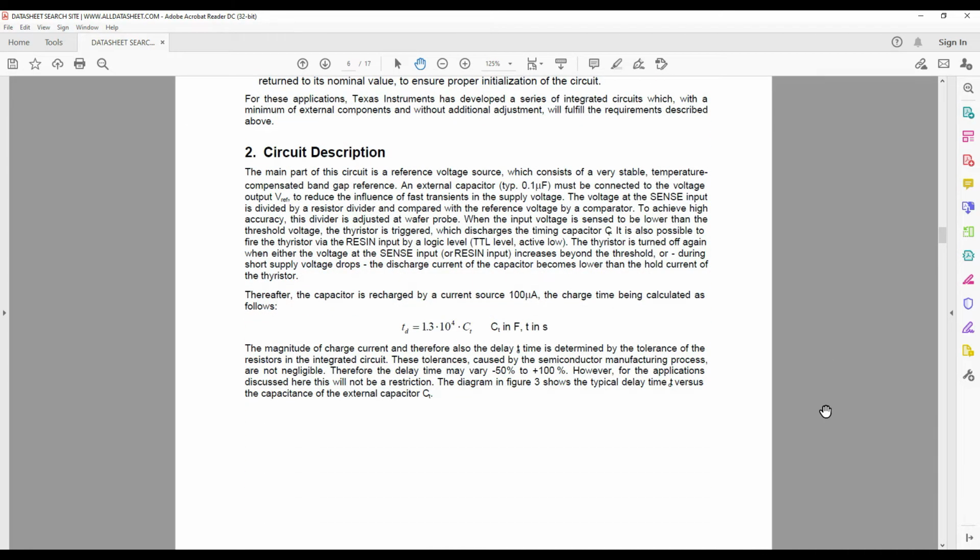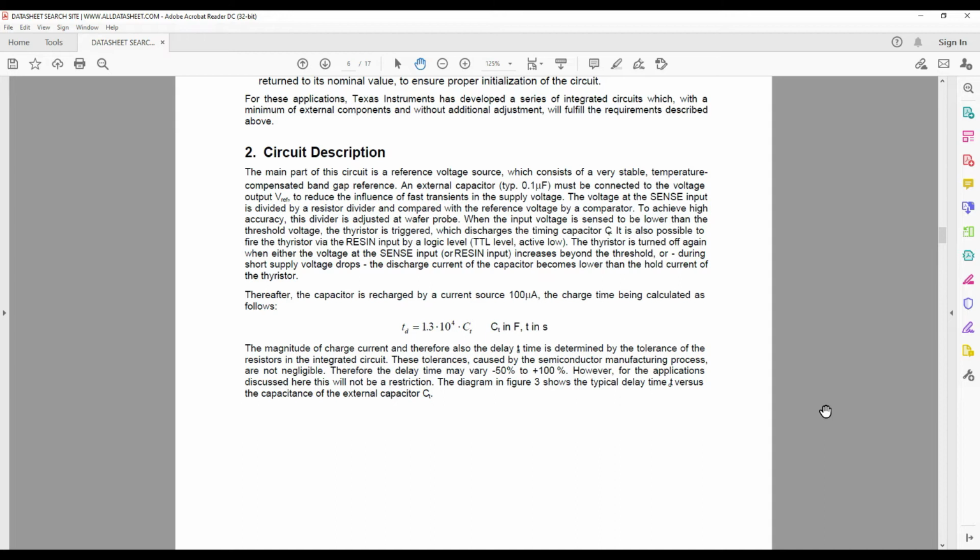Two, circuit description. The main part of this circuit is a reference voltage source which consists of a very stable temperature compensated band gap reference. An external capacitor, typically 0.1 microfarad, must be connected to the voltage output to reduce the influence of fast transients in the supply voltage. The voltage at the sense input is divided by a resistor divider and compared with the reference voltage by a comparator. To achieve high accuracy, this divider is adjusted at wafer probe.